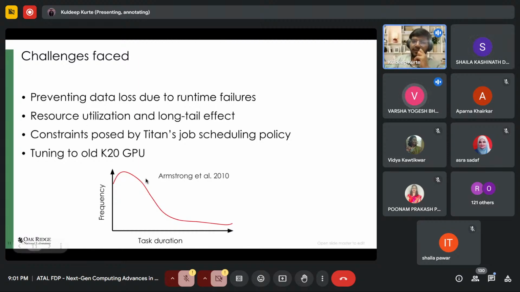Basically, these were the four challenges which I posed towards the beginning, and in this talk, I touched upon the first two challenges: preventing data loss by making the workflow fault tolerant, which is a very important thing, and then avoiding the long tail effect by making fair resource utilization. Those were more or less common in any type of application work that we typically do using HPC.